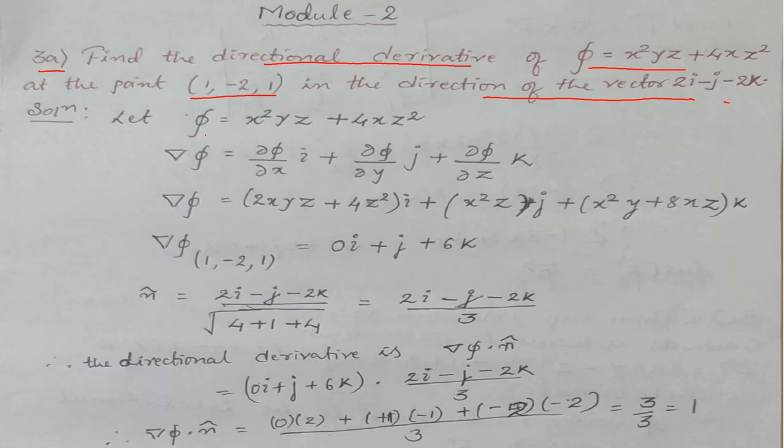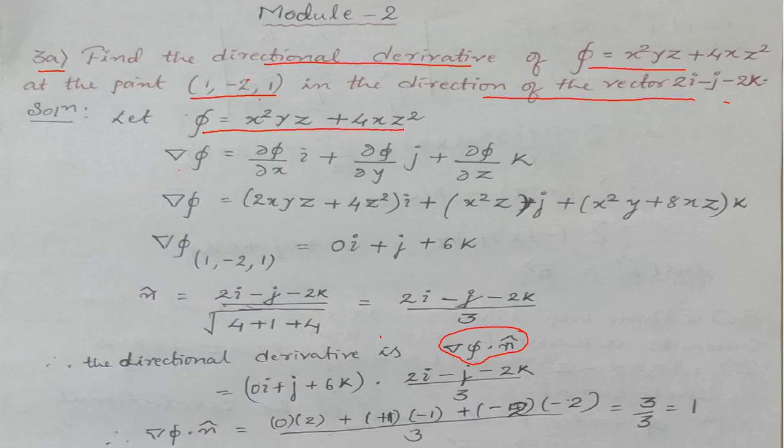So consider how to solve this. We are required to find out finally the directional derivative, which is given by the formula del phi dot n cap. Del phi dot n cap, this is the formula for directional derivative. So first let us define the scalar function as phi. Here I have considered phi equal to x square yz plus 4xz square.